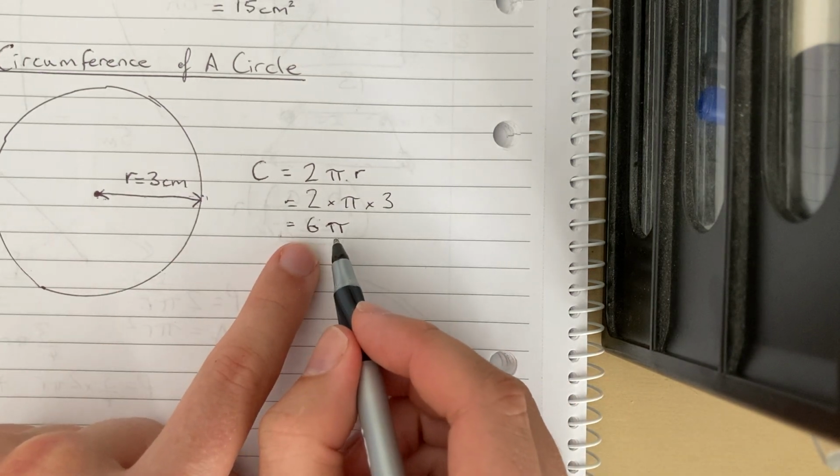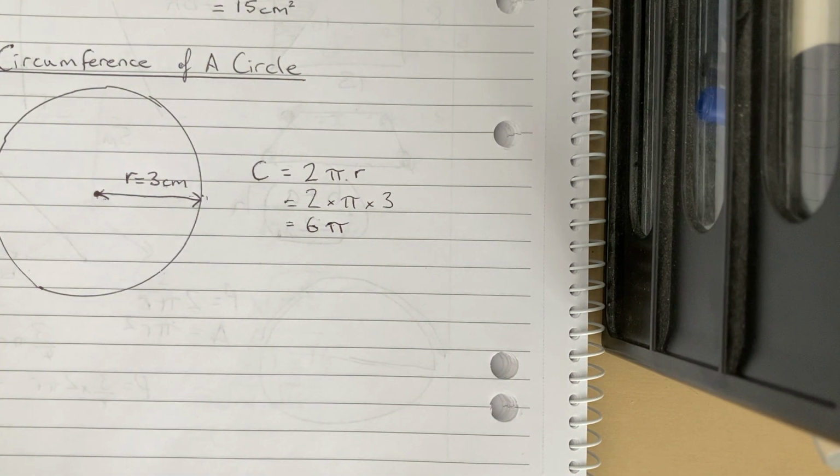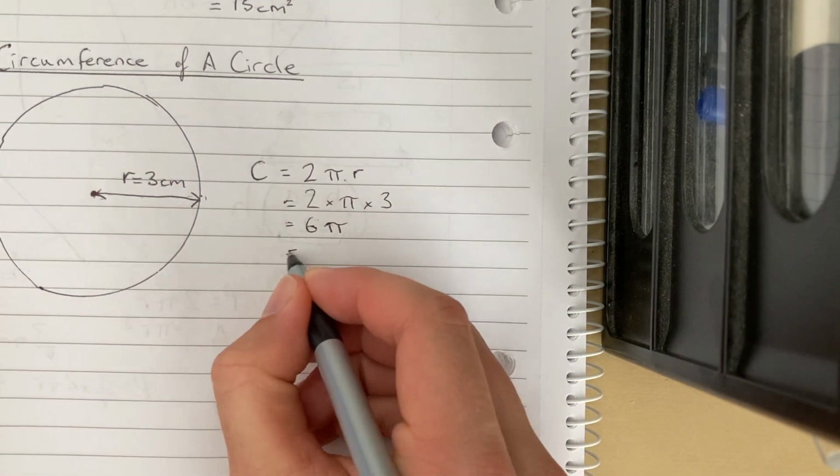So if we want to know exactly what that is, you could always punch it into a calculator, which I'll do now. So 6 times pi on the calculator gives us about 18.85.